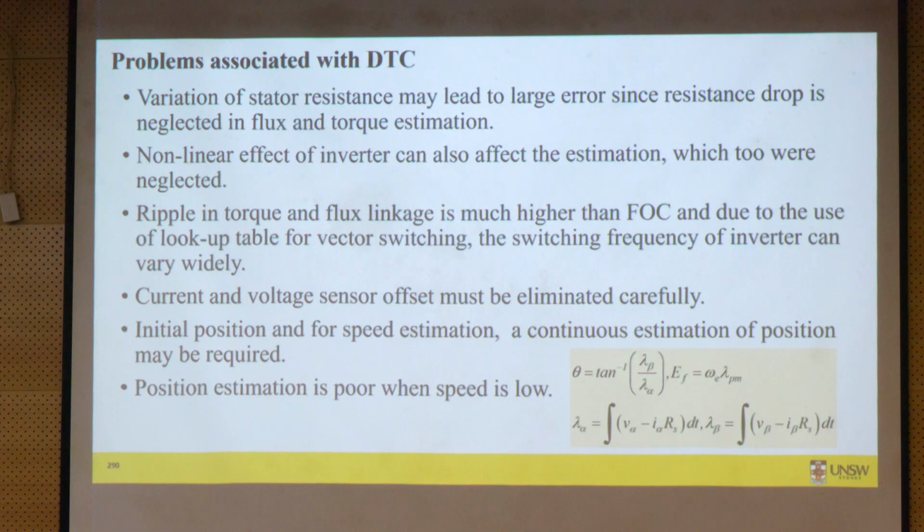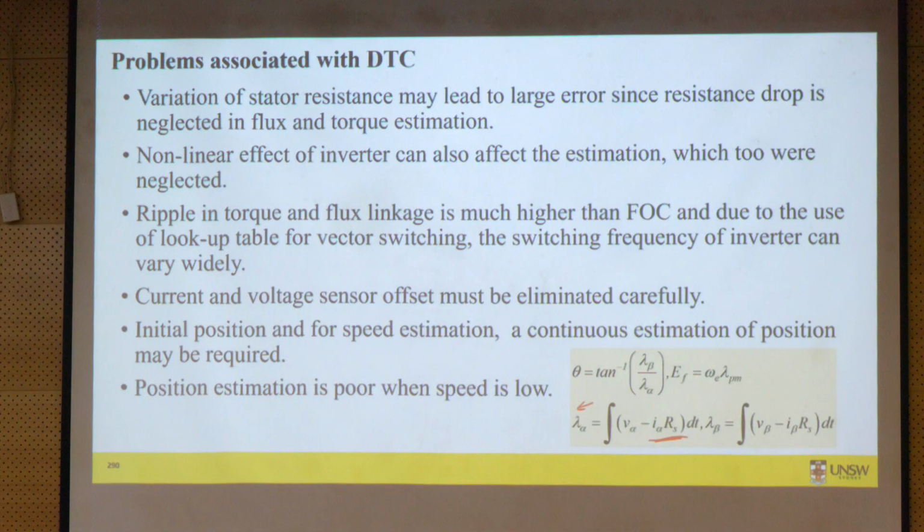The other problem is, if you remember, in the flux linkage estimation we need this drop I times R. This resistance value may not remain constant. It can change with temperature, as we know. So accurate estimation of resistance may be required. If we do not do that, we will not be getting correct flux linkages.